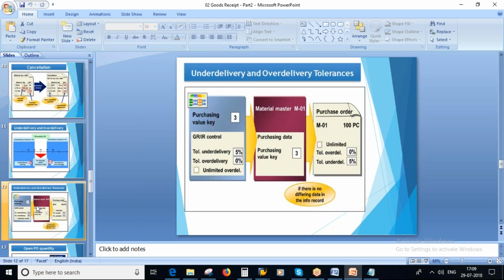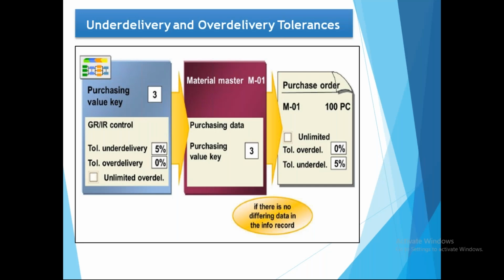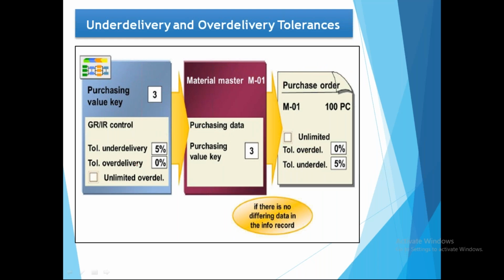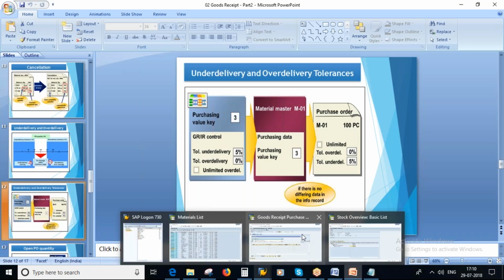Now we will see how the system behaves when we maintain under delivery or over delivery tolerances. Normally the under delivery and over delivery tolerances are maintained in the configuration, in the purchasing value key. When you assign this key in the material master of the material, that will get copied to your purchase order, provided you don't have any info record. So first I will show you in the configuration where this purchasing value key is maintained.